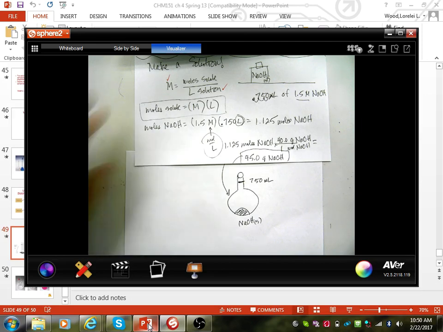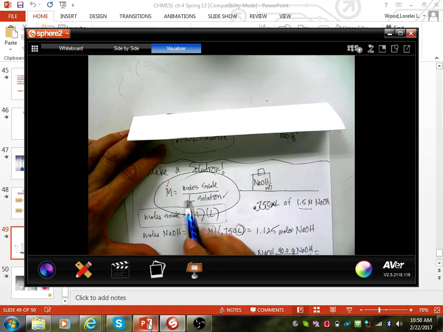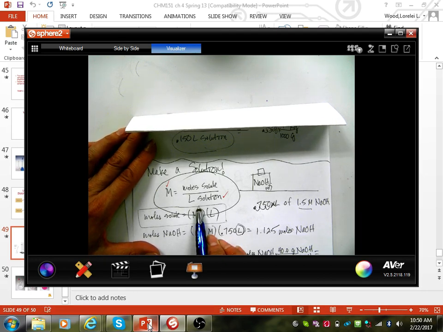Remember the definition of molarity. Here's the definition: moles of solute divided by liters of solution. So that means whatever volume the solute takes up has to be included in the total volume of the solution.